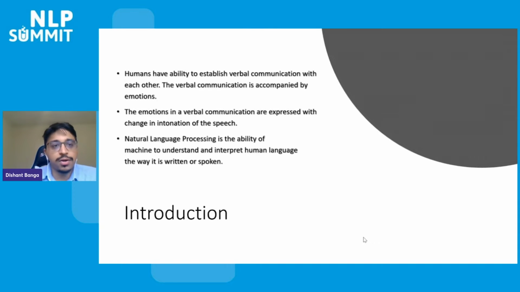As I mentioned, the topic is about the ability of humans to communicate verbally with each other, and what their emotions are when they are communicating. They can be angry, sad, surprised, or any other emotion. NLP, natural language processing, is the ability of a machine to understand and interpret human language, written or spoken. For this research work, we'll be using human audio data and identifying the emotion in their speech using natural language processing.